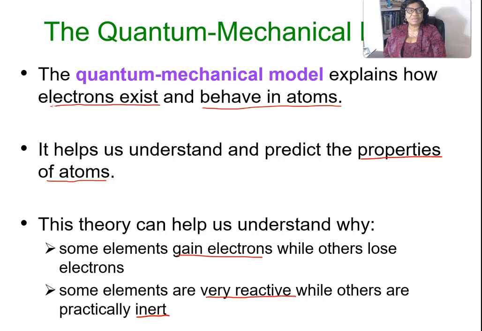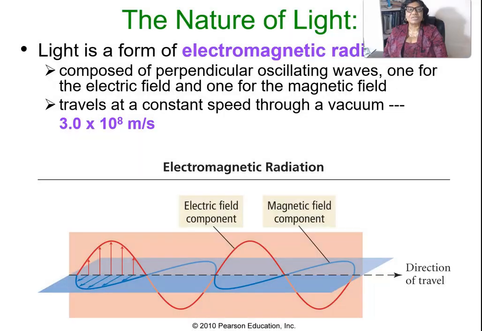But in order to study an atom, we need to talk a little bit about the nature of light, because in order to get information from an atom, we need to probe it with light, because it's light that can penetrate it and come out and give us some information. So the nature of light. Light is a form of electromagnetic radiation.